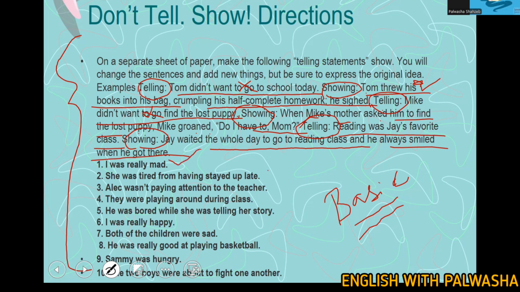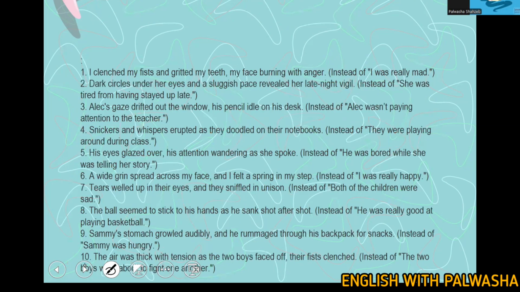अब ये 10 sentences हैं आप लोगों के लिए task है. You can also transform these sentences into better ones. But I can also show you कि कैसे करना है इसको. I was really mad. मतलब मैं बहुत angry थी. ठीक है तो इसको कैसे करना. I clenched my fists and gritted my teeth, my face burning with anger. आपने ये नहीं डालना I was really mad. You have to upgrade this sentence into this one.